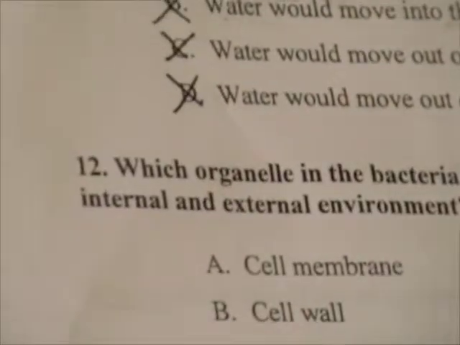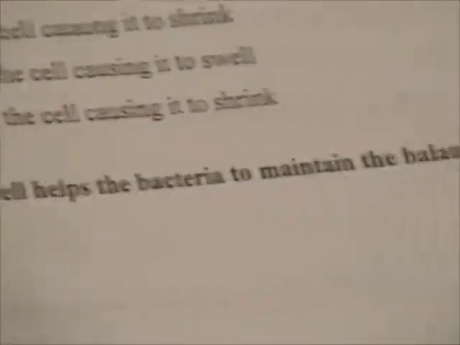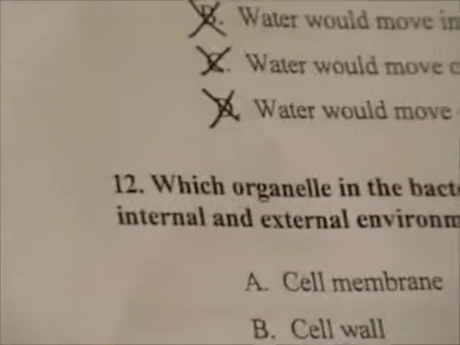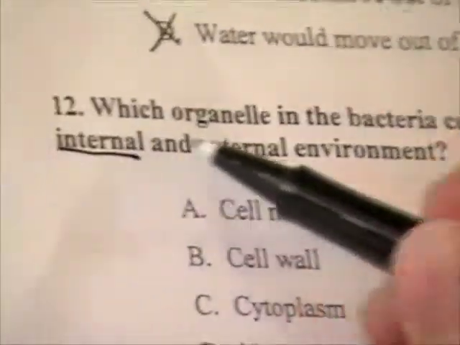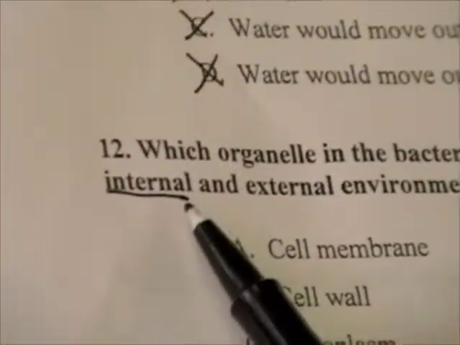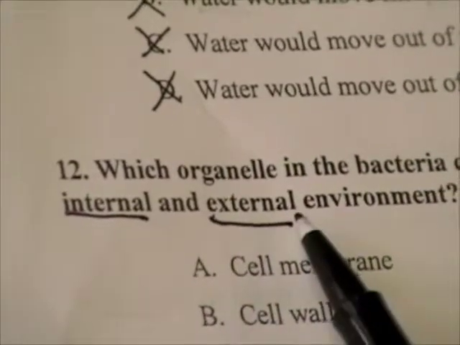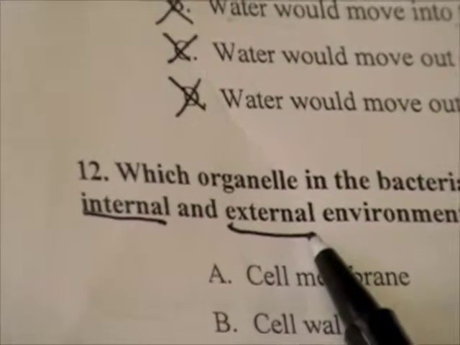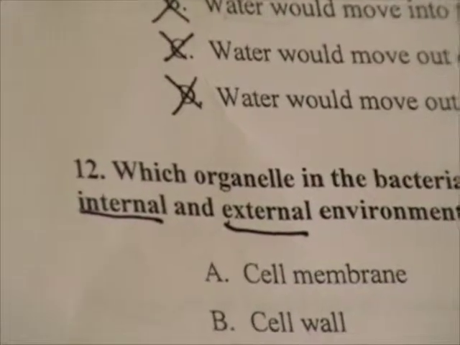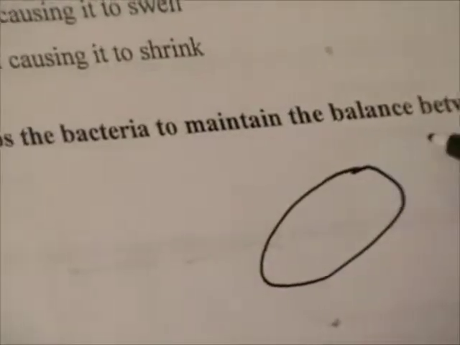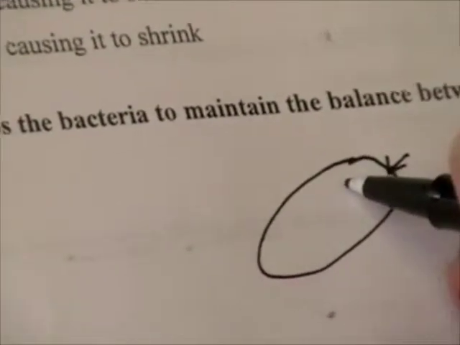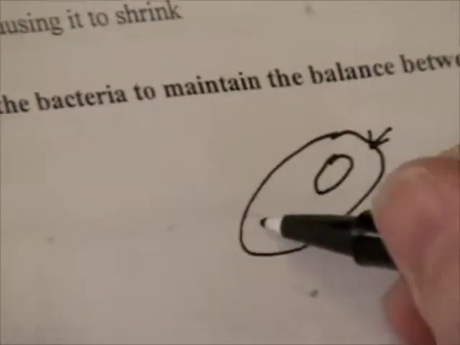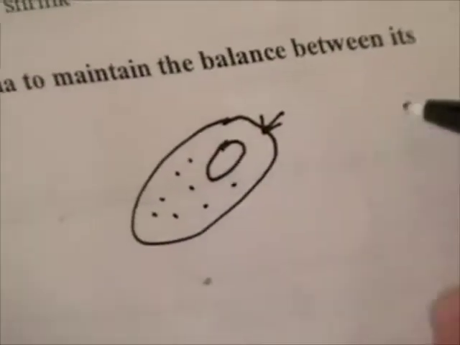Question 12. Which organelle in the bacteria cell helps the bacteria to maintain the balance between its internal and external environments? So we're looking at its internal, which is the environment inside the cell where the cytoplasm is, and external. That's everything outside of the cell. So I think I'm going to draw a diagram of a bacteria. And I know that the bacteria has this membrane that kind of holds everything in. And it has a loop of DNA. And it has some ribosomes and some other stuff floating around in there.